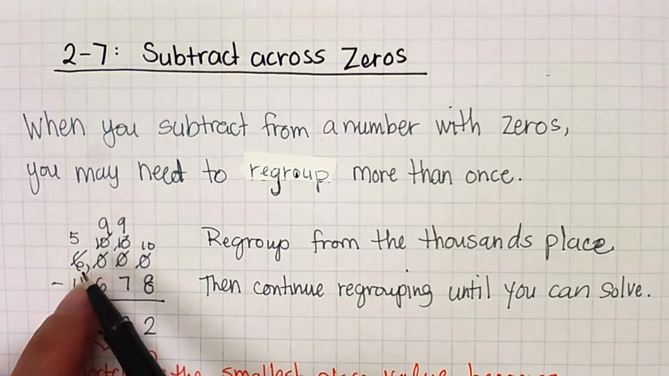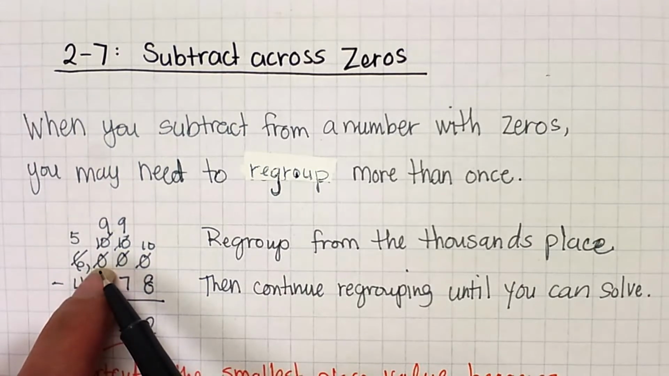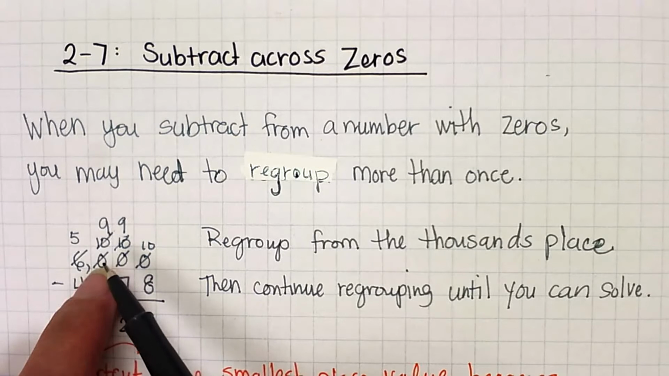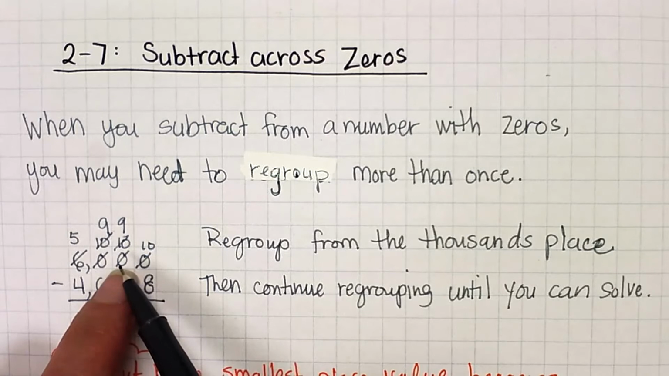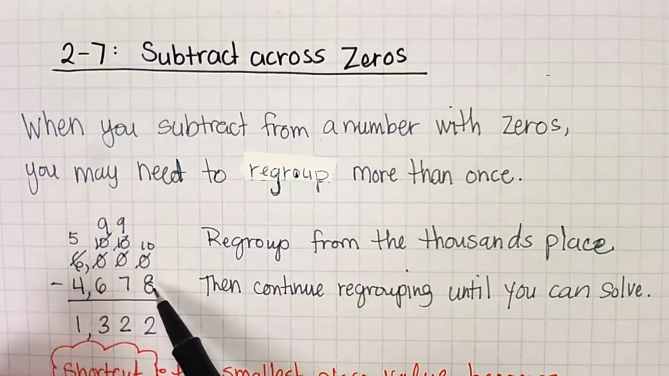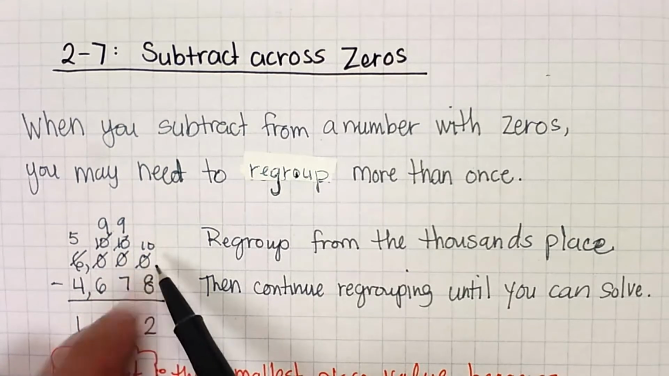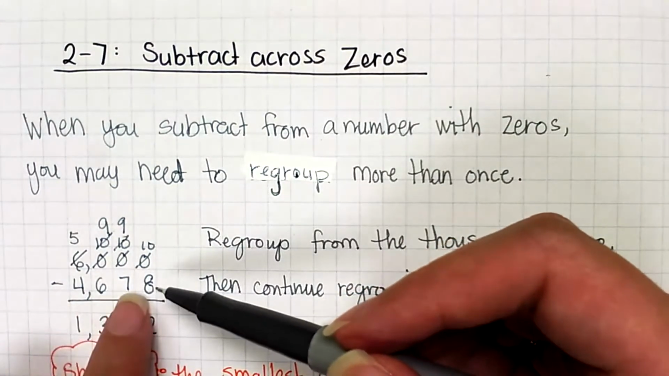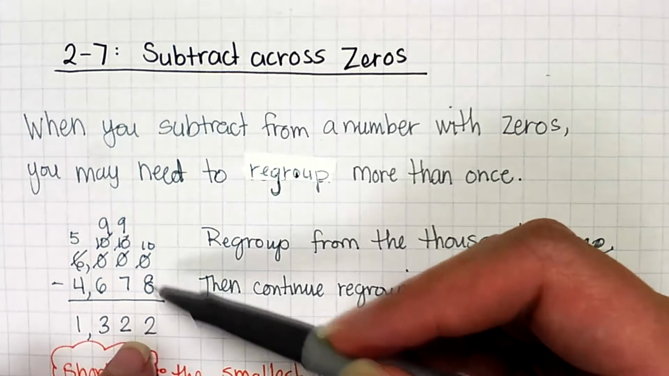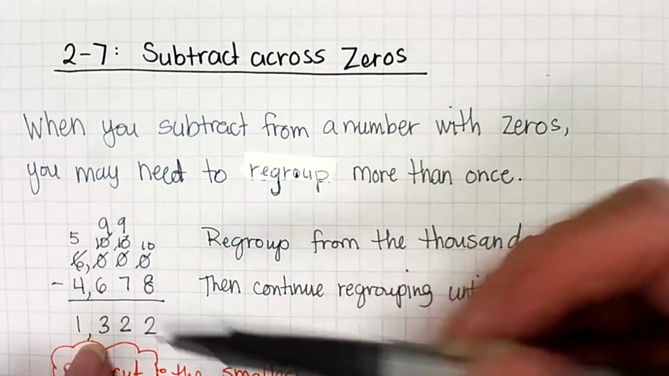So that 6 is going to become a 5, and instead of having 6,000s, you're going to have 5,000s plus 10 hundreds, which is the same thing. But we still need to regroup again. So that 10 hundreds is going to become 900 so that we can have 10 tens, which is 100. In order to subtract the ones place, we need to take from that 10 tens to make it 9 tens so that we have 10 ones, and then we do our subtraction. So 6,000 minus 4,678: 10 take away 8 is 2, 9 take away 7 is 2, 9 take away 6 is 3, 5 take away 4 is 1.